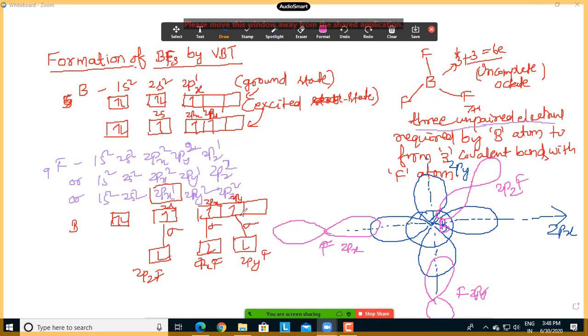And there is no requirement of octet complete. Unpaired electron gets paired and sigma bonds are formed. So like this 3 sigma bonds are formed, explained by Valency bond theory.